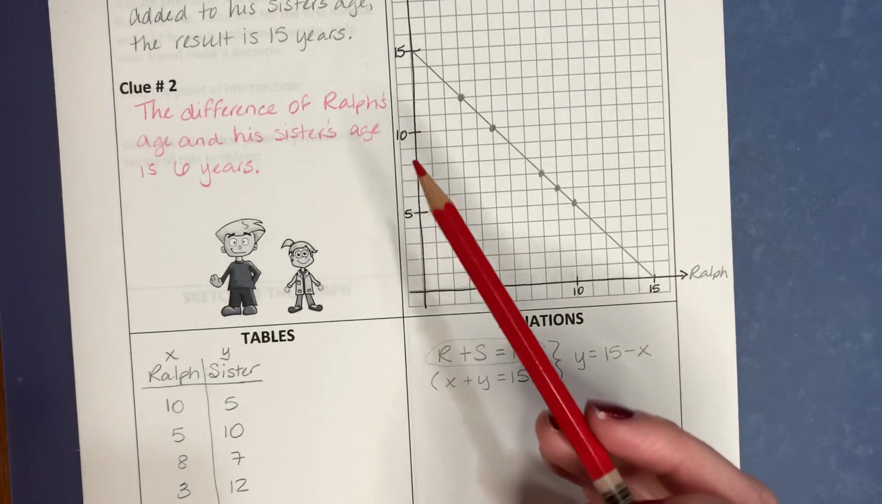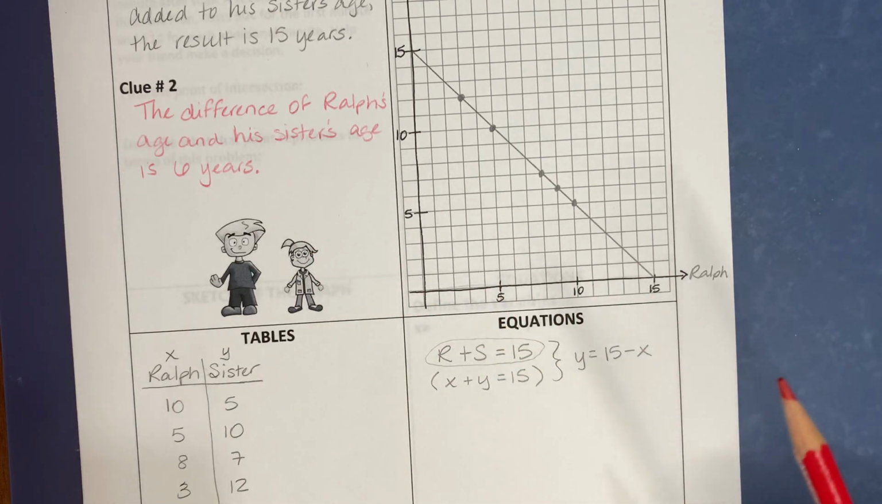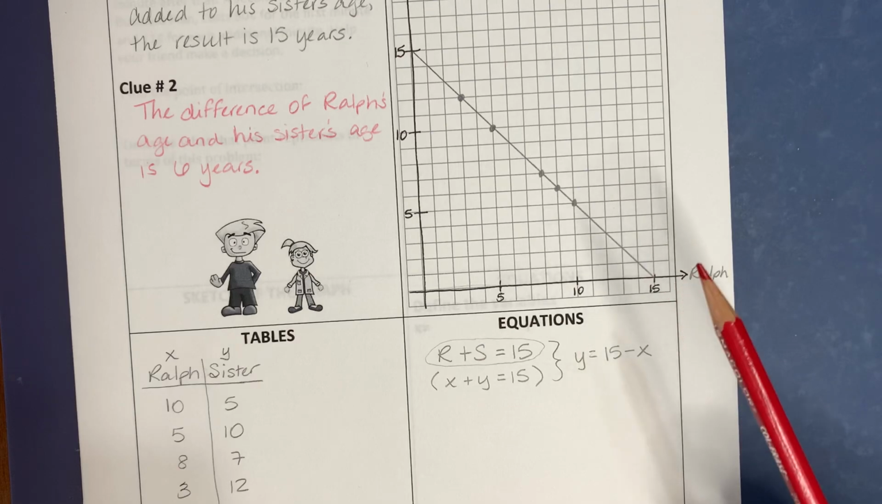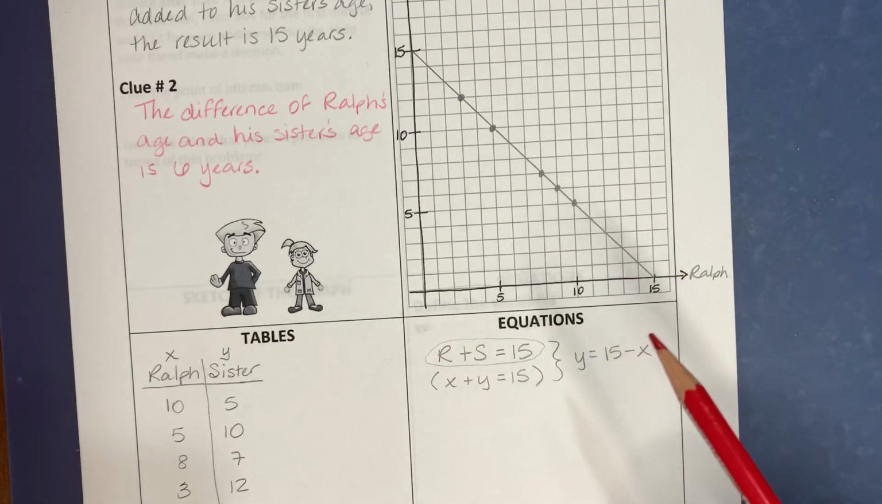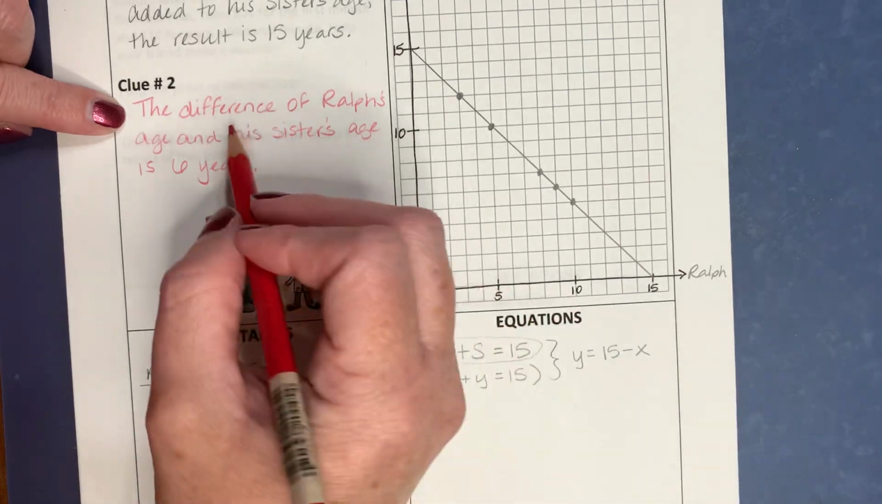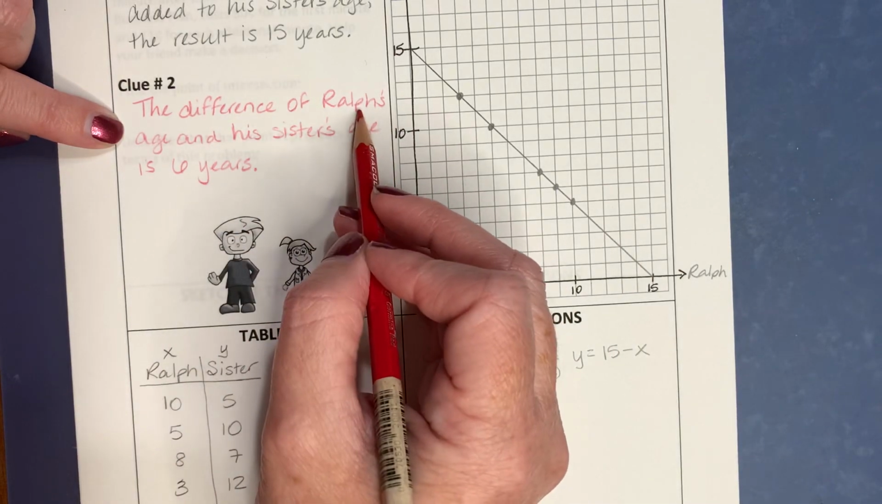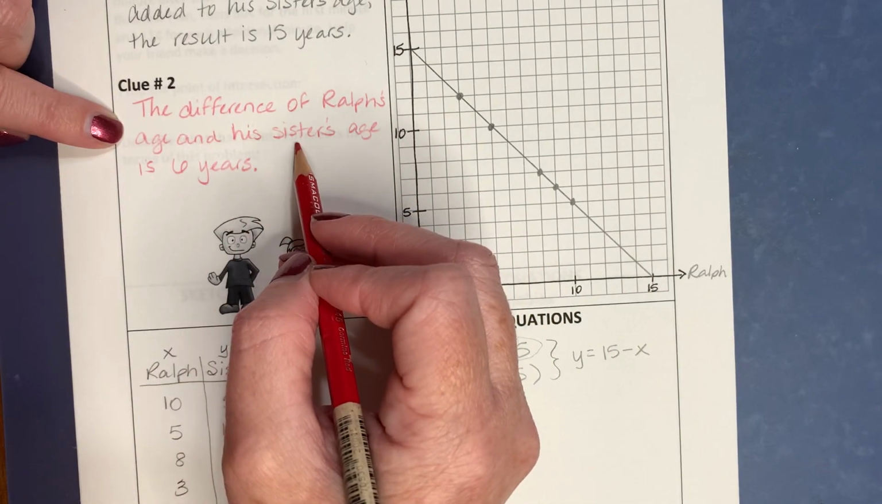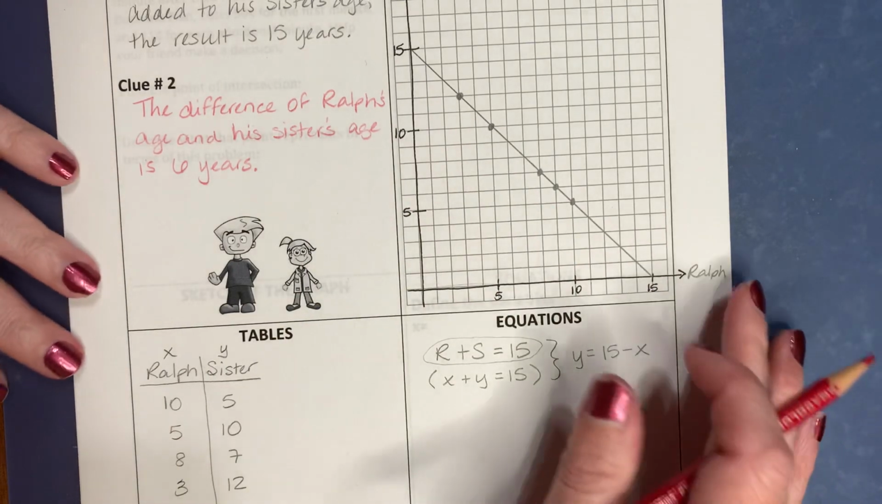The difference of Ralph's age and his sister's age is 6 years. So they are 6 years apart, meaning if he is 6, then she's just born. If he is 7, then she is 1. Right? If he is 8, then she is 2. So they are 6 years apart, right? If the difference, meaning if I subtract Ralph minus his sister, right, then I'm going to get 6.